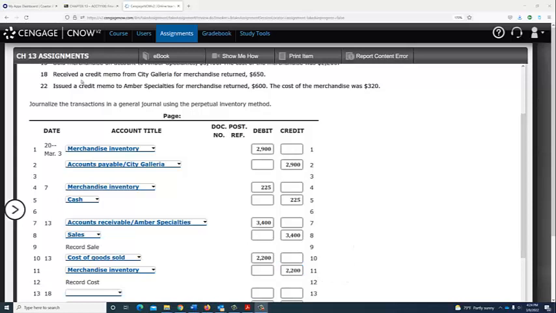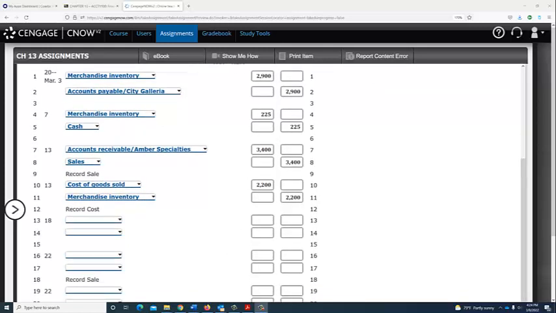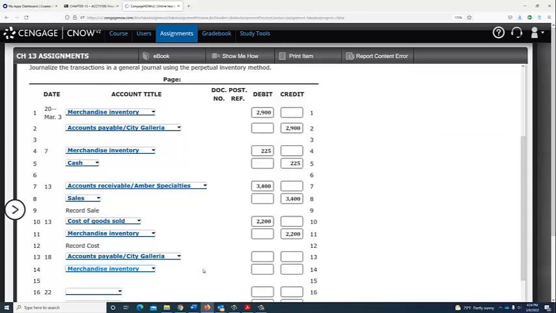Then on the 18th, we received a credit memo from City Galleria for merchandise returned for $650. Okay, so this is a purchase that we've returned. So we are going to, let's see, that was here. We're just going to flip this entry. We're going to reduce our accounts payable to City Galleria, and then we're going to reduce our merchandise inventory because we returned it. Okay, that was for $650.